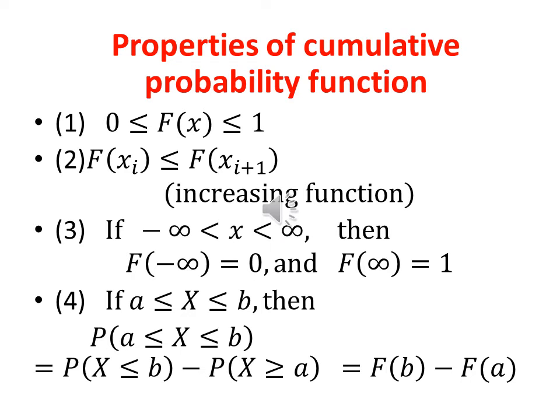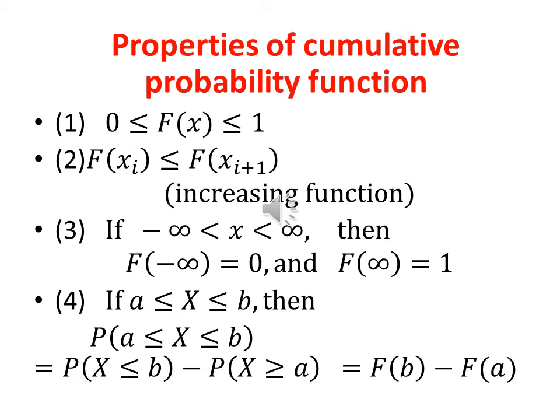We saw before the properties of the probability density function. Now, what are the properties of the cumulative distribution function, capital F of x? First, capital F of x is greater than 0 and less than 1, the same as the density function. Number 2, F of x_i is less than or equal to F of x_(i+1). This means it is an increasing function. It's cumulative, so the second has to be more than the first.